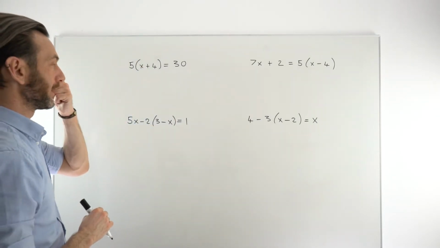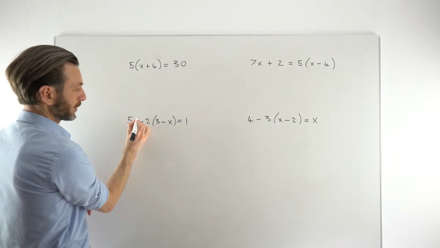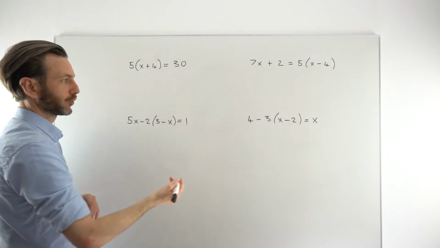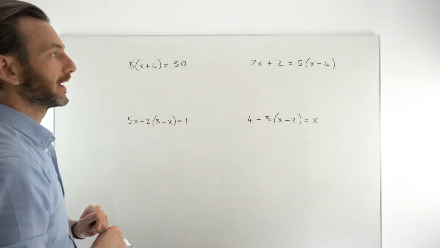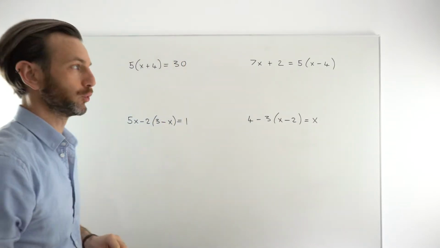So just a quick recap, a linear equation is one where the variable term, the x terms, have got a power of 1 on them, so you're not allowed an x squared or an x cubed or any higher power, and that has an implication that when we solve these equations, we're just going to get one solution.